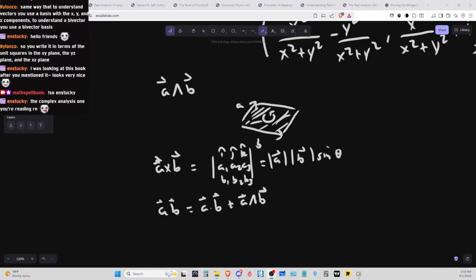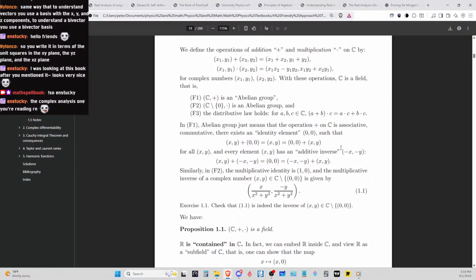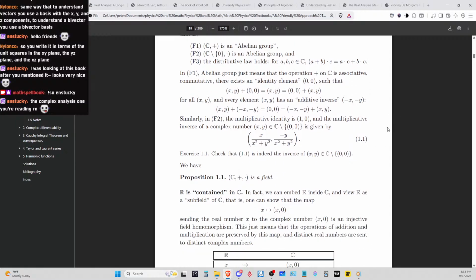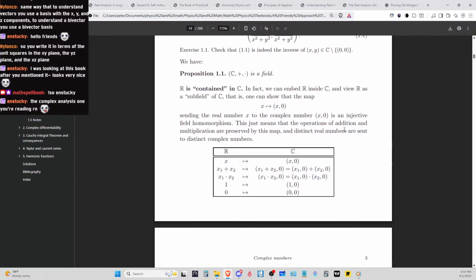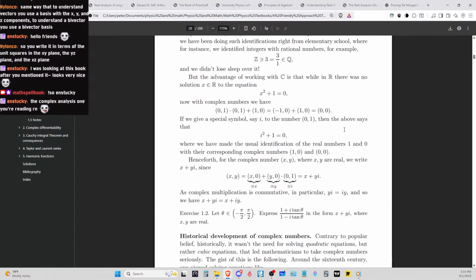Complex analysis, the one you're reading right now. Oh, okay. Although even though it says friendly approach, I probably have a long way to go before I can actually read this material.